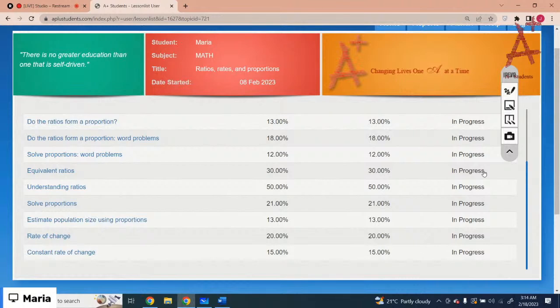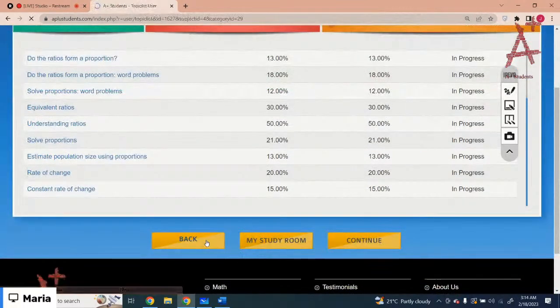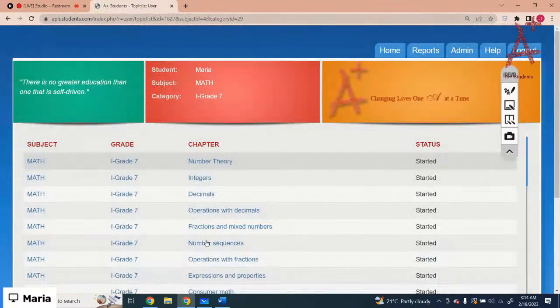If you need any help with the lessons or the final test, you can contact any tutor on Skype. They are available from Monday to Friday, 5 to 9. Got it? Let me just move on to the next chapter. We're going to start the new chapter, that is, I think, integers, operations with integers.